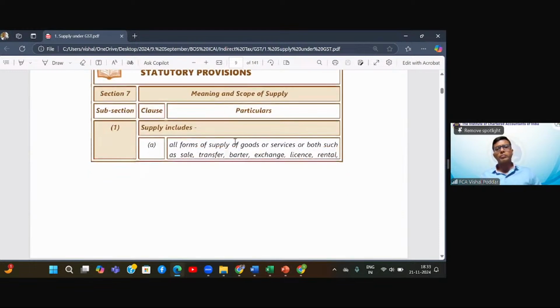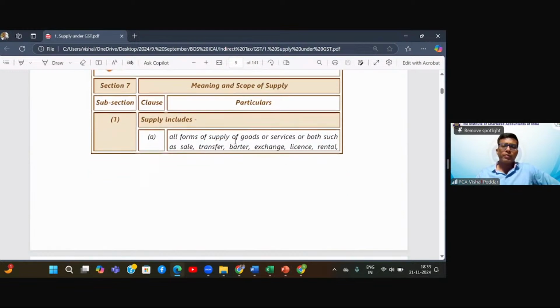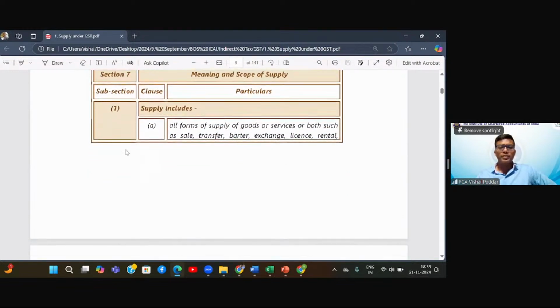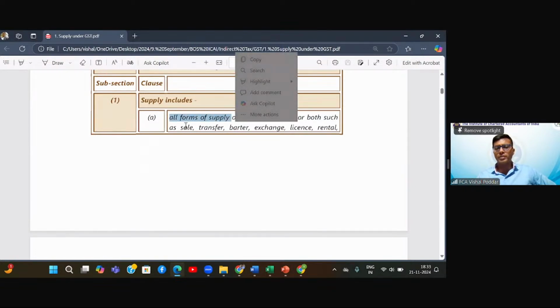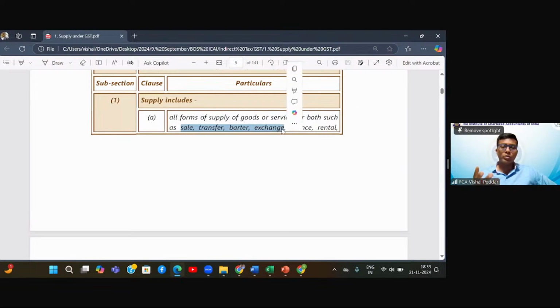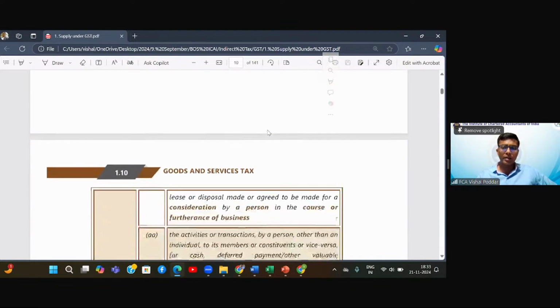Fine. So how 7.1 or the definition of supply is designed. So 7.1 is the basic definition giving the four conditions. So it says what is supply? Supply will include all forms of supply. And what are these all forms of supply? It has defined. It is sale, transfer, barter, etc. But this is inclusive, so it means it can include other transactions also. This is just an example. Most important, these transactions should be of goods, service, or both. So this is your second condition.